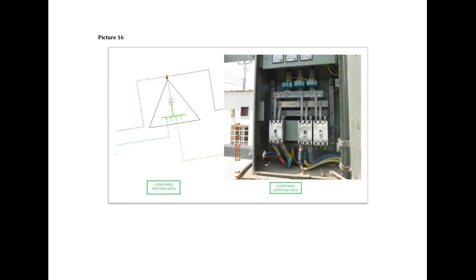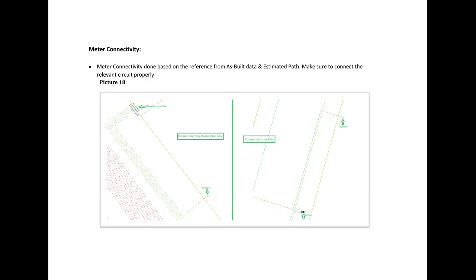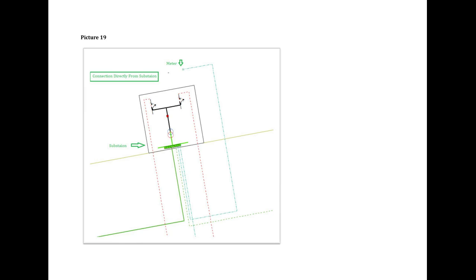LVDB connectivity. Picture 15. Mini pillar connectivity. Picture 17. Meter connectivity. Meter connectivity is done based on the reference from as-built data and the estimated path. Make sure to connect the relevant circuit properly.